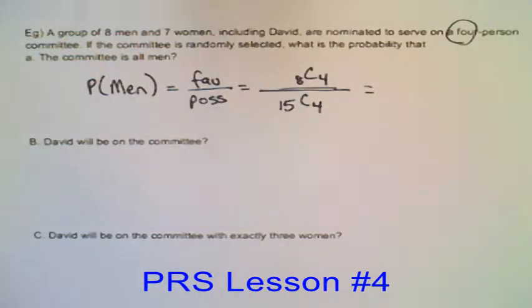That's my possible. My favorable is going to be 4 men. So how many ways can I get those men? Well, that's 8 choose 4. So I end up with that. There are 8 choose 4 ways that I can get 4 men, and 15 choose 4 committees in total. I'm wheeling away because I realized I don't have my calculator handy.